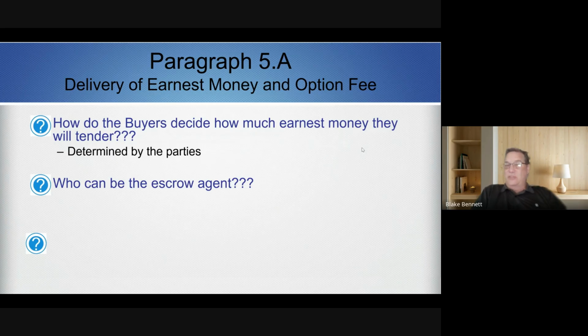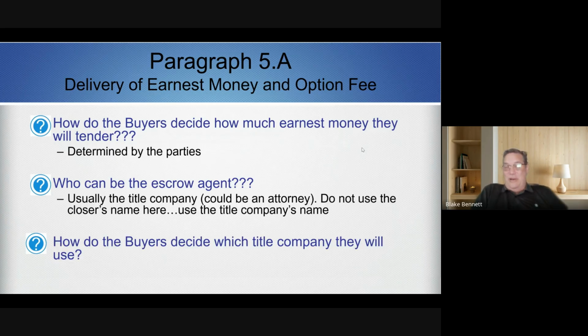Who can be an escrow agent? That's come up before. Usually this is the title company. It could be an attorney. Don't use the closer's name here, though. Put the name of the title company because closers may move around. How do you decide which title company you're going to use? That's negotiable as well.